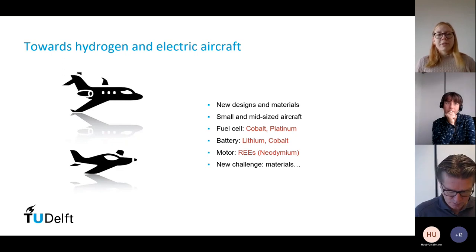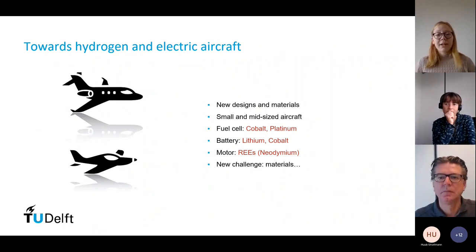So shifting towards sustainable energy sources is not only a design challenge from the perspective of lightweight design, how are we able to take off with these aircraft and actually fly, how are we supplying enough energy for the duration of the flight. But there's also the new challenge of how are we supplying the materials to actually be able to manufacture the components and use these aircraft.